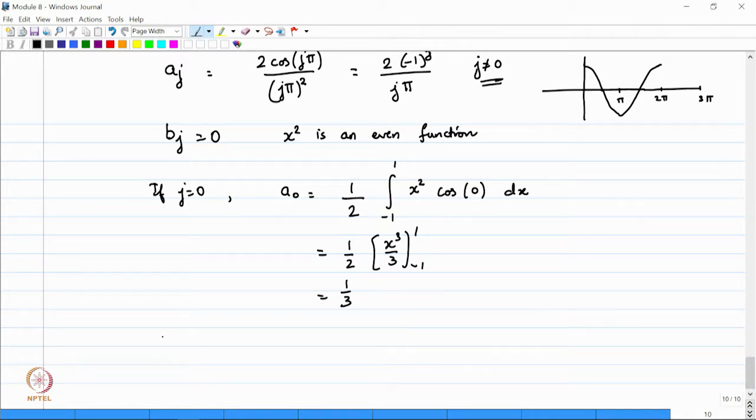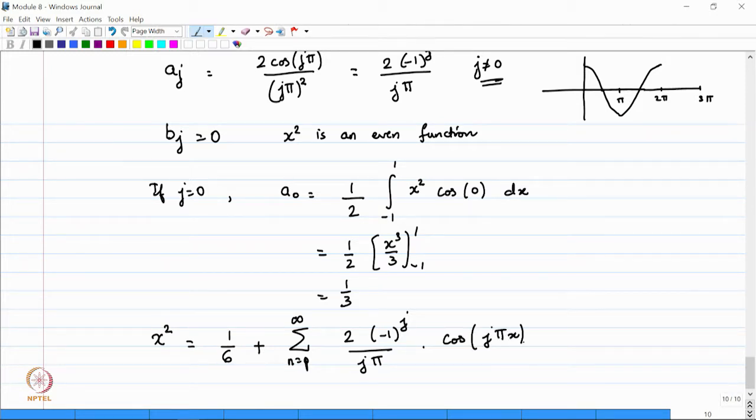So, I can expand x square as, now a 0 by 2 is 1 by 6 plus sum over n equal to 1 to infinity. Now, a j is 2 minus 1 raised to j divided by j pi, and then you have cosine of j pi x.